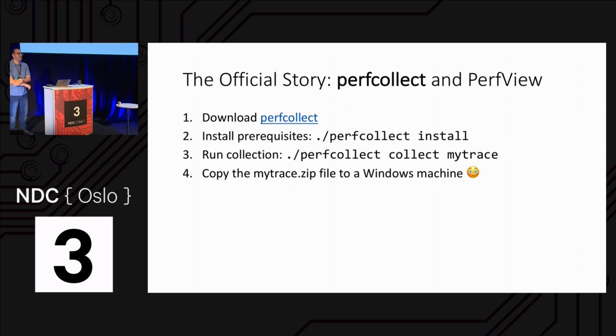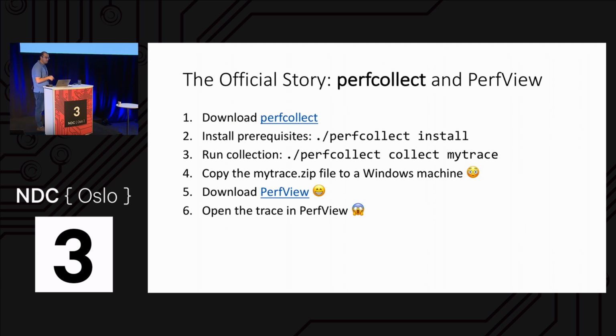And then the story is getting a little murkier. You're supposed to take that zip file, and you can do some analysis locally on Linux, but most of the things you'd want to do require a Windows box. So you need to copy the zip file over to a Windows machine, which is sort of surprising, I suppose. And then you download PerfView, which is an awesome free tool by Microsoft, but it only works on Windows. And then you use PerfView to open that trace.zip file that you recorded, and you can do all your performance analysis there. Now, this is lovely, and it kind of works in most scenarios.